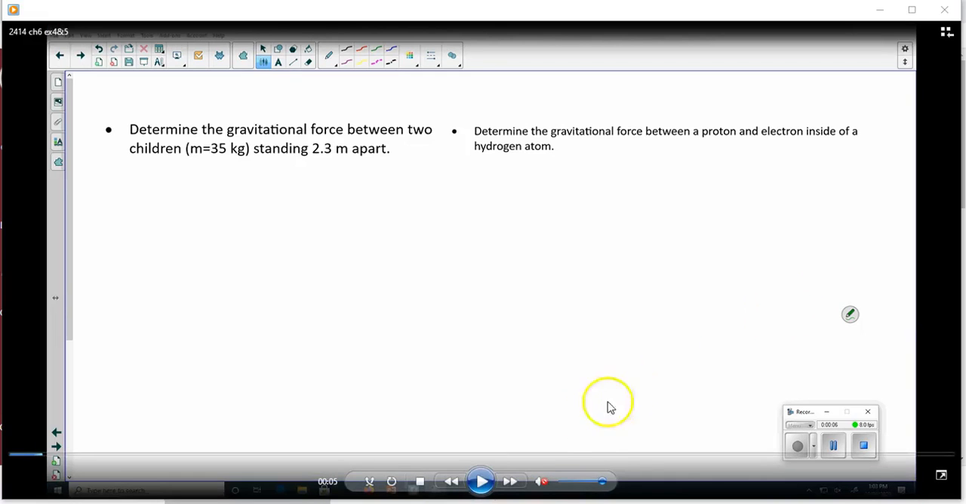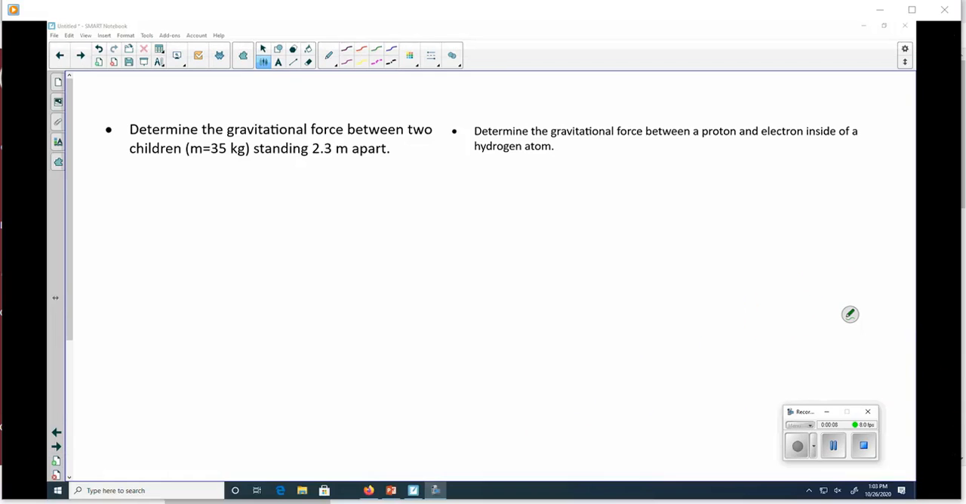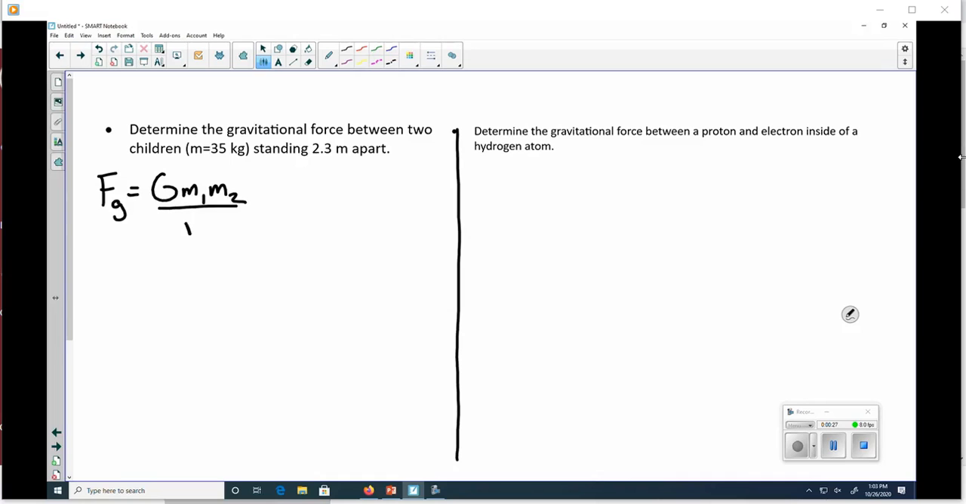So the first example, we want to determine the gravitational force between two children who have a mass of 35 kilograms that are standing 2.3 meters apart. It's important to remember that any two objects with mass are going to have a gravitational force between them. And so even two children standing 2.3 meters apart will still have some gravitational force between them. But you would assume, since we're all not just sticking together, that that force is relatively small.